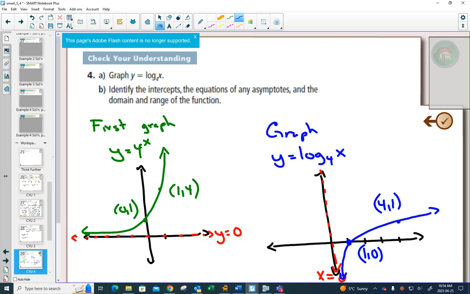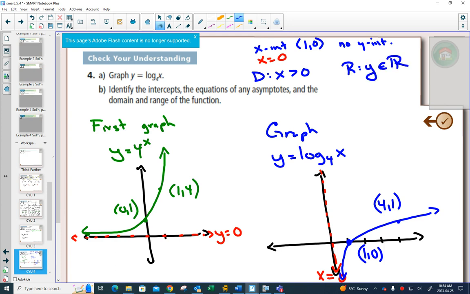So for this very first one, we used the inverse graph to graph the logarithm. But the expectation moving forward will be, if I give you a log graph, you should be able to graph it directly. So we'll do a couple more just to practice. But before we do that, we're going to identify the intercepts. So this one has an x-intercept at 1, 0, but no y-intercepts. The equation of the asymptote is x equals 0. The domain, x is bigger than 0, and the range, y is everything.